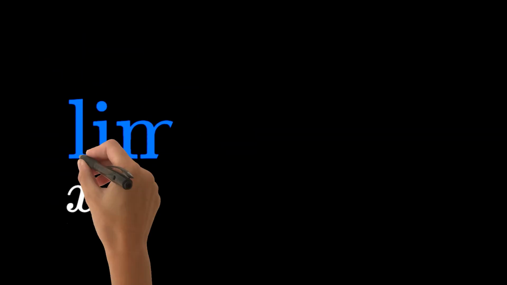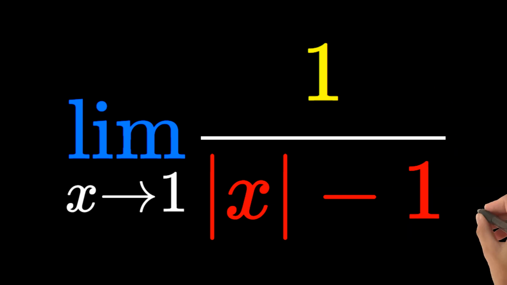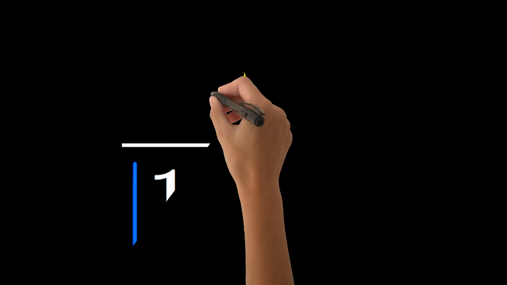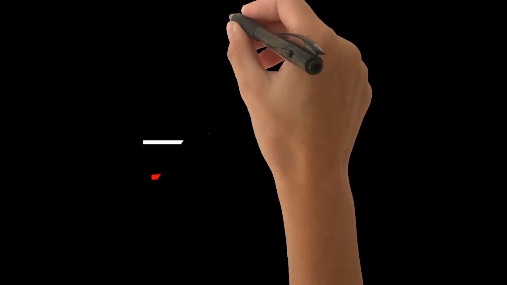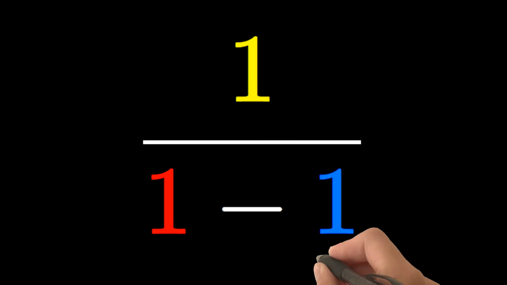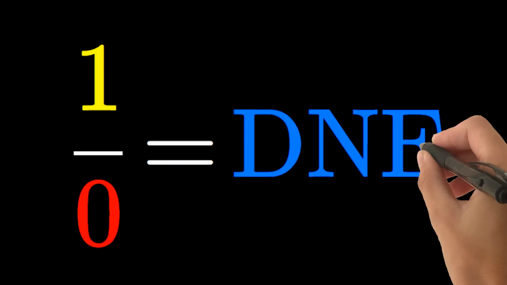Let's find the limit as x goes to 1 of 1 over the absolute value of x minus 1. Let's replace x with 1 to see what happens. This gives us 1 over the absolute value of 1 minus 1. So we get 1 over 1 minus 1. This gives us 1 over 0, which does not exist.